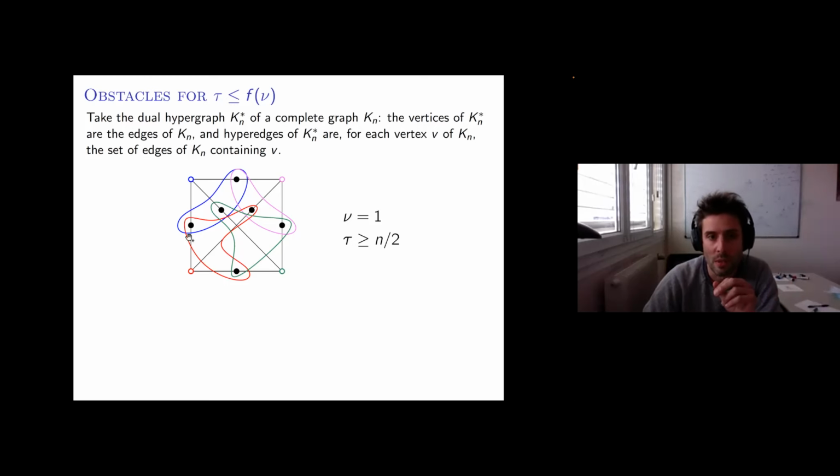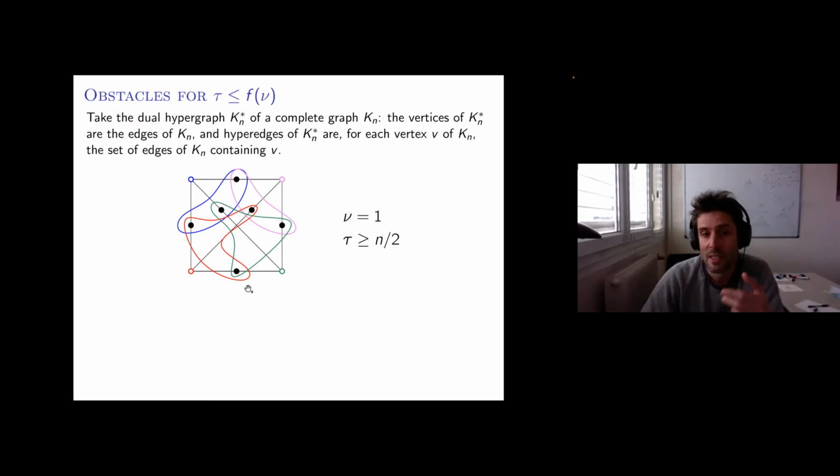Okay, if you look at the green hyperedge and the red hyperedge, they have a common vertex here. So nu is equal to 1. You can't find 2 vertex disjoint hyperedges here. So nu is bounded by a constant 1, but still tau is very large.